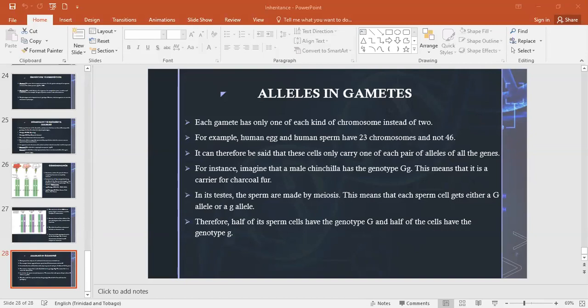All right, so you can get offspring 50-50. As you can see, it's half and half, as demonstrated by the little boxes. So there's a 50% chance that the offspring will come out heterozygous for gray fur or homozygous recessive for charcoal fur.